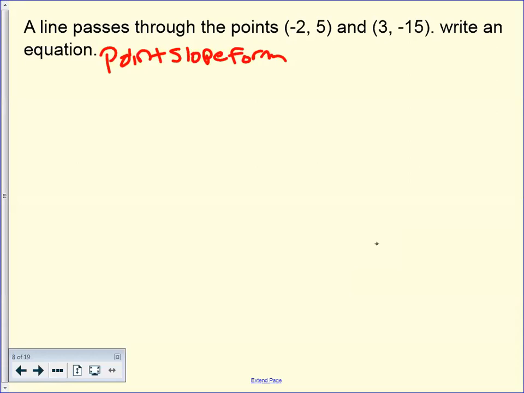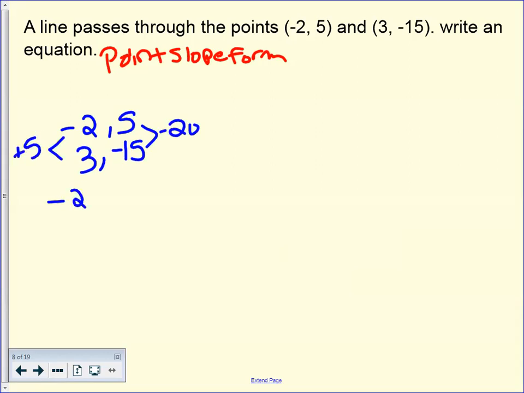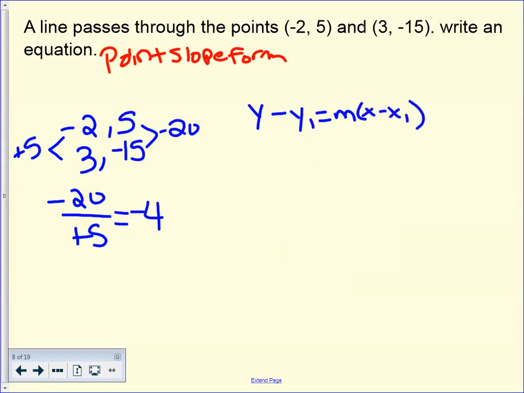All right, guys, let's go ahead and continue. So I need to come up with my slope first, -2, 5, 3, -15. So this is going down 20. This is going up 5. So -20 over +5. However you got your slope, you should have got a slope of -4. Y minus y1 equals m(x minus x1).